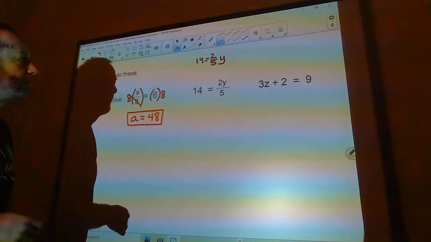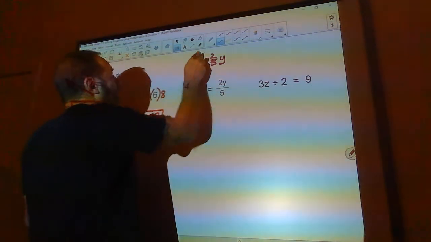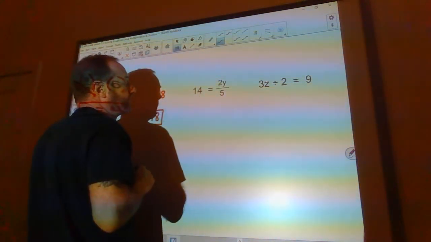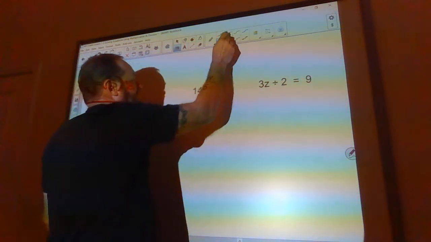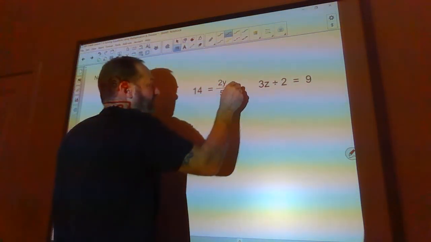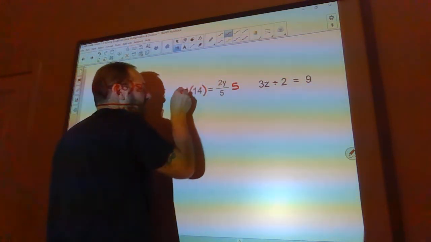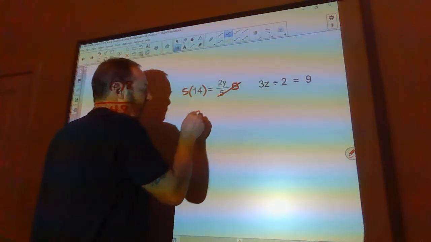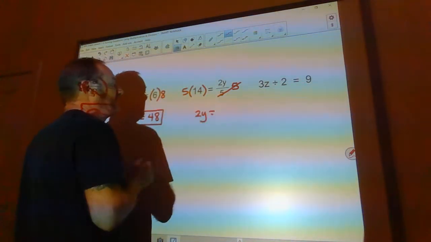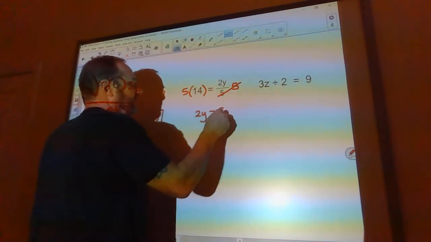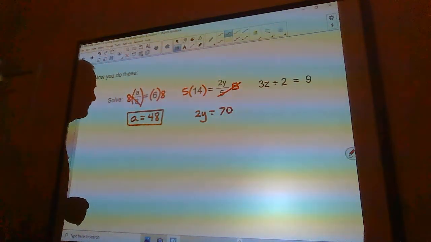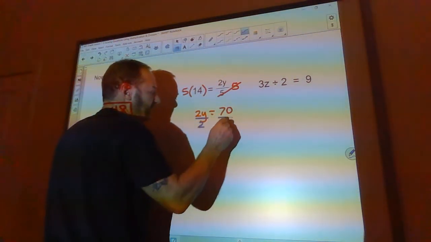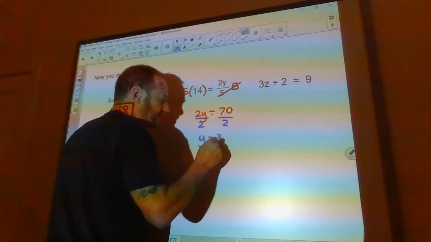Okay, so how am I going to do this? Well, I can do it a couple of ways. I can do it in one step or two. I'm dividing by 5, so what I could do is just multiply both sides by 5. That makes that go away. It leaves me with 2y on one side, and it leaves me with, what is that, 70 on the other side. Now I can take this and do a second step where I divide by 2, and I get y equals 35.